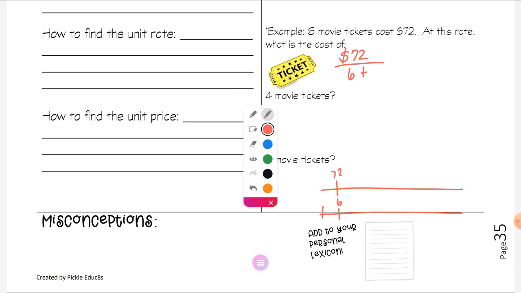So up here, we're going to find how much for 1 ticket. I always say break it down and then build it back up. If you can't get there in one step, try and break it down and then build it back up. Break it down to 1. Dawson, how do I get from 6 to 1? Divide by 6. So I'd have to divide the top by 6. 72 divided by 6? 12.